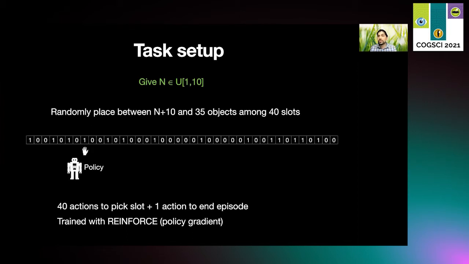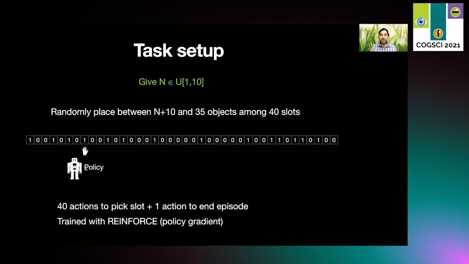On each trial, first we select an n for the give-n task between 1 and 10. Then we randomly place a number of objects between n plus 10 and 35 objects among 40 possible slots, where objects are represented by 1s here. This is so the network can't memorize what to do, because the space of arrangements is so large.